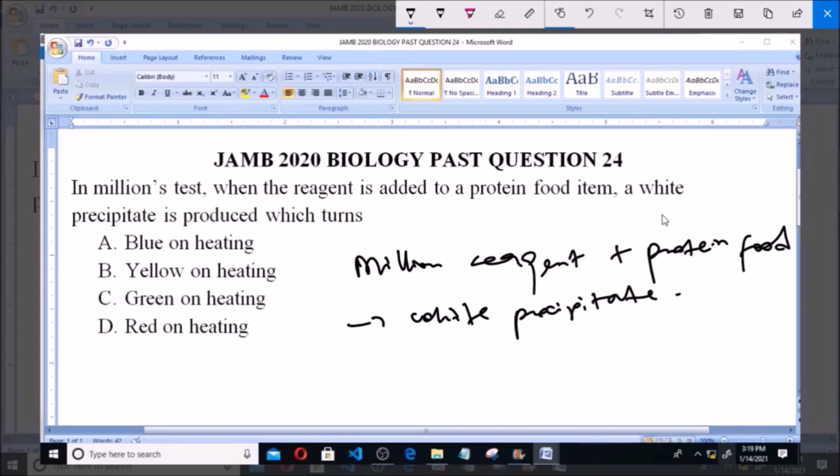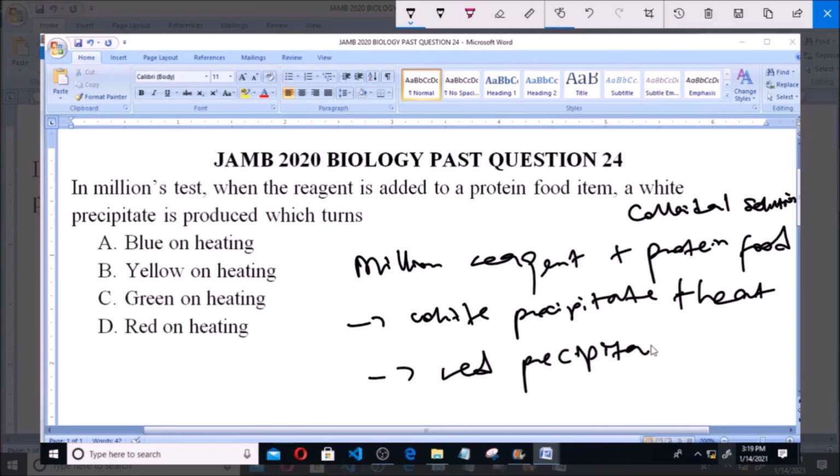Now once you put it in a colloidal solution of protein food, like the egg or your albumin, or your beans, a white precipitate is formed. When heat is now applied, when heated, a red precipitate will be formed, and that is option D. This confirms that there's presence of protein in that food.